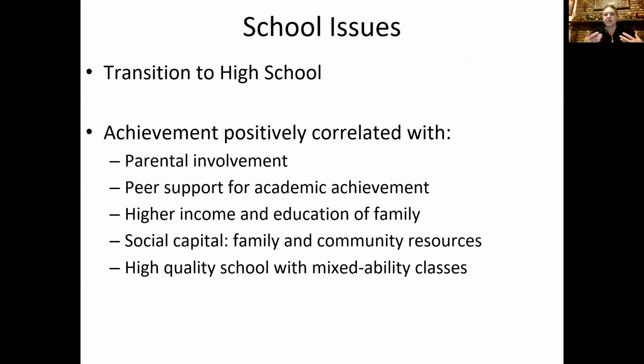And at the same time, their hormones are going a little bit wacky. So they have to deal with all that puberty stuff that we talked about also in the earlier lectures. Achievement is positively correlated with parental involvement, peer support for academic achievement, higher income and education of family, social capital, which is family and community resources and the ability to use those things, and high quality school with mixed ability classes. So these are factors that contribute to success for adolescents transitioning to high school.